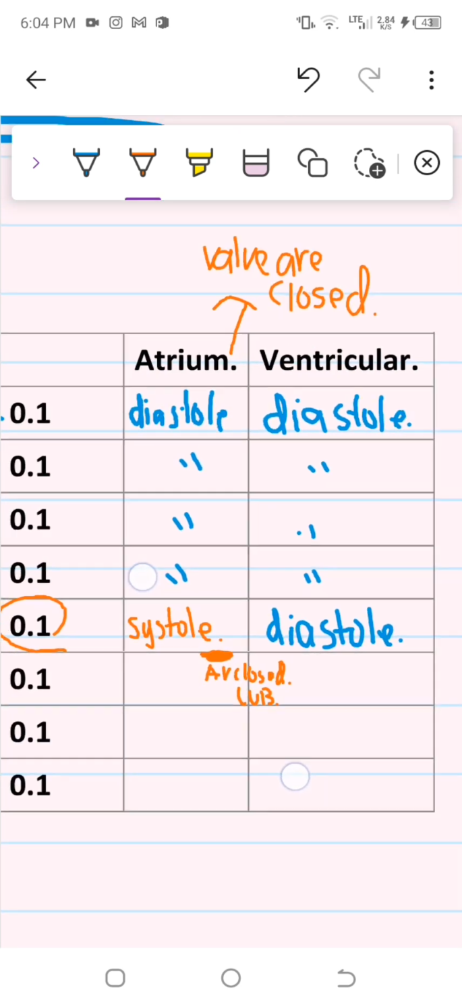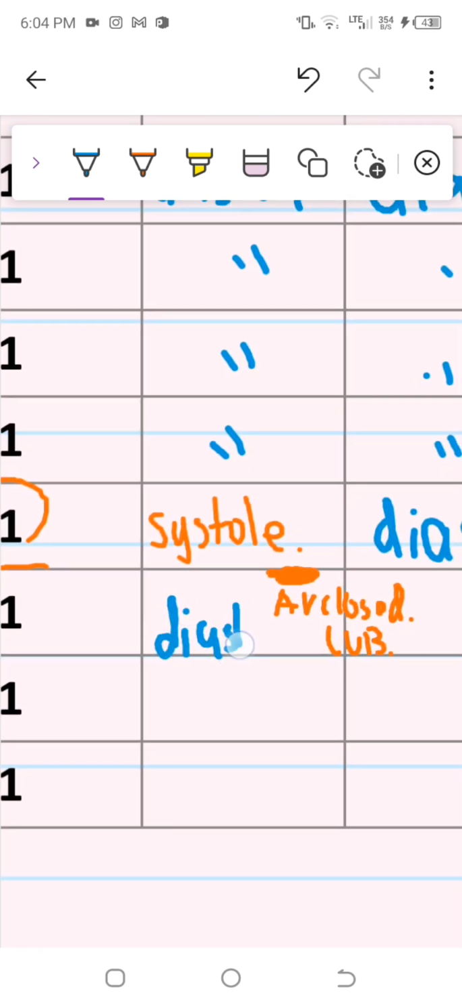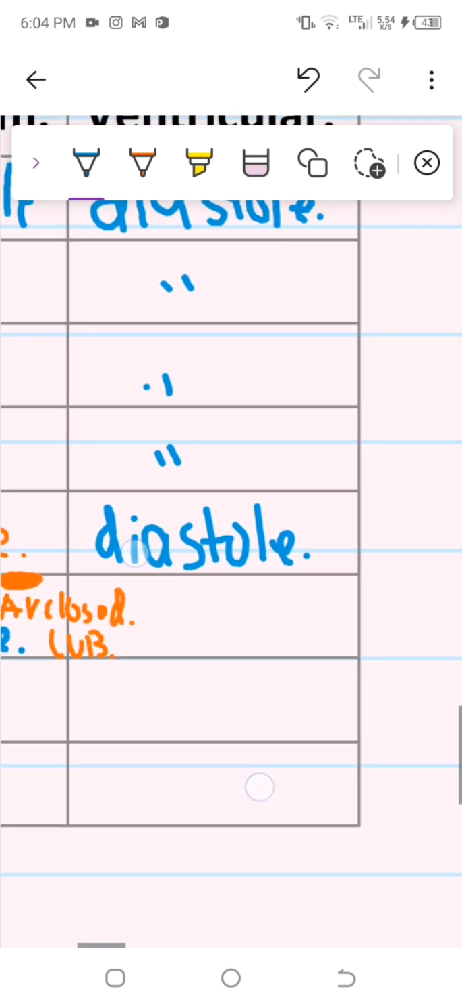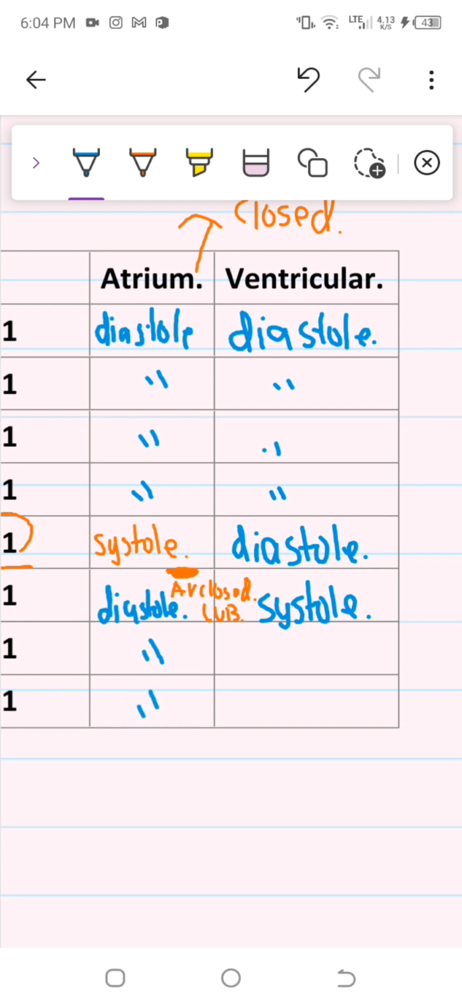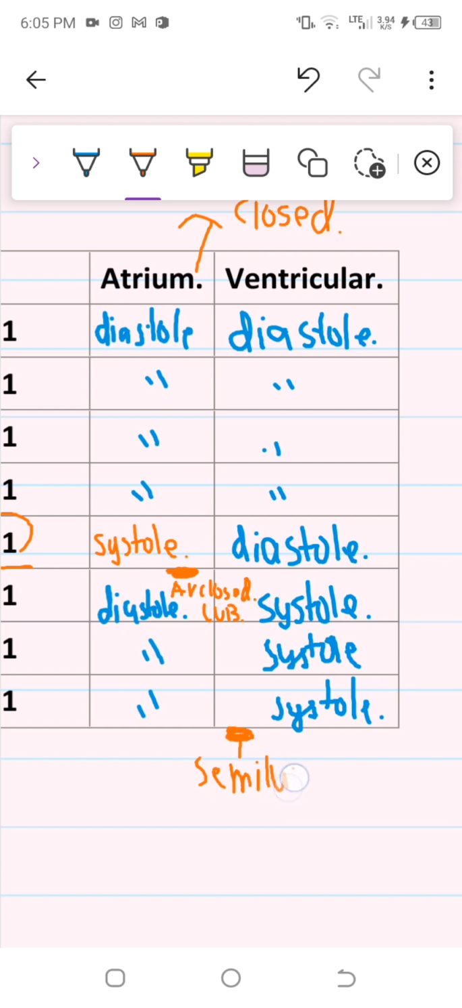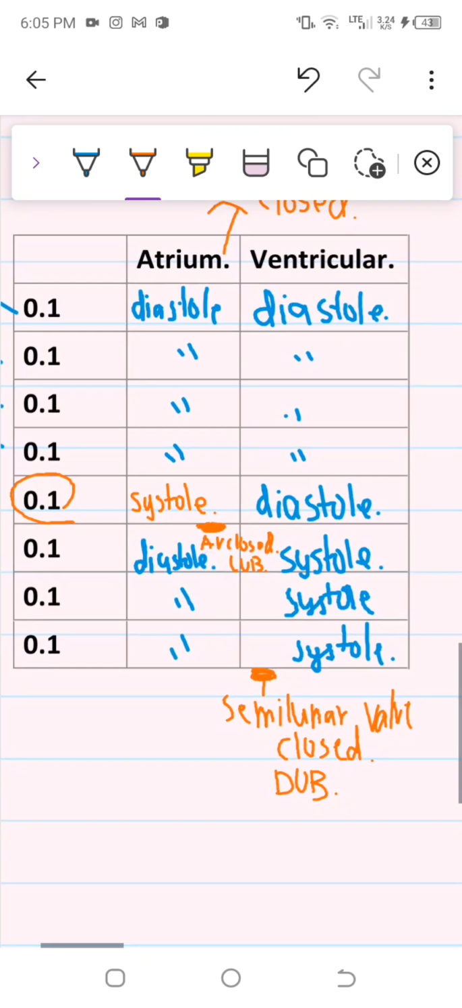After hearing this sound, when the AV valve is closed, again here the atrium will be in diastole and the ventricle will be in systole. So again here diastole will take place, here systole, here also systole. At the end of this systole, the semilunar valve will be closed. And when these semilunar valves are closed, you will hear another sound that is dub. So this is how we can easily identify with the basic pie chart.